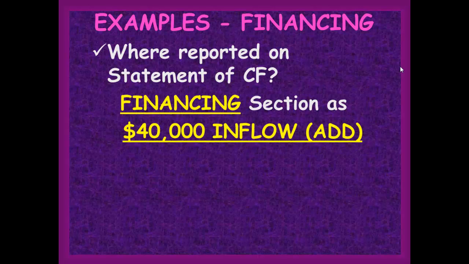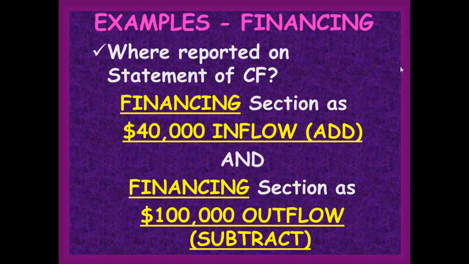What section will that go in? Operating, investing, or financing? Financing. Will that be an inflow or an outflow? That's going to be an outflow. The $40,000 from issuing new bonds would also go in the financing section as an inflow. So what I want you to see is that we don't net the two out. They were two completely separate transactions, and we would show them separately. So we would subtract $100,000 for paying off bonds, we would add $40,000 from issuing new bonds.